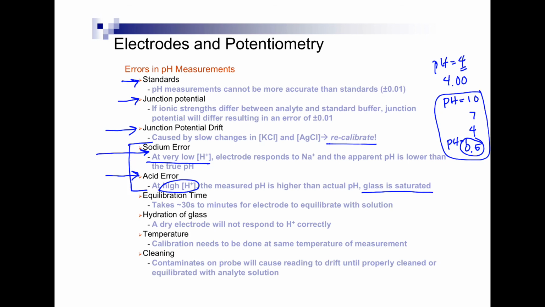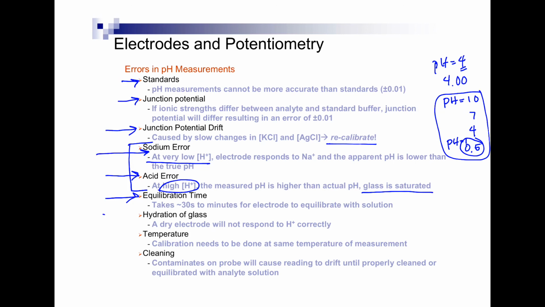So those are errors that happen at the high and low end of hydrogen ion concentration. The next one is equilibration time. This is just like our scales. It takes a little while for the glass electrode to respond and to come into equilibrium with the hydrogen ions that are in solution. So sometimes it takes up to 30 seconds for our pH meters to stabilize their readings. And if we take a reading any sooner than that, we might not be getting the most accurate reading.